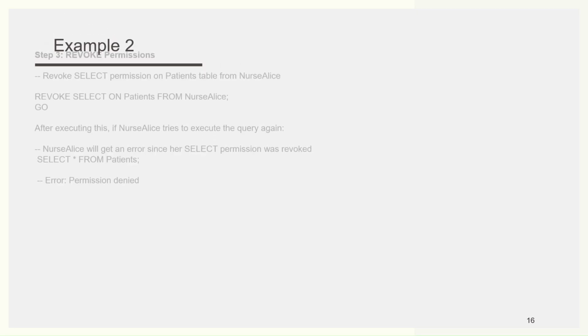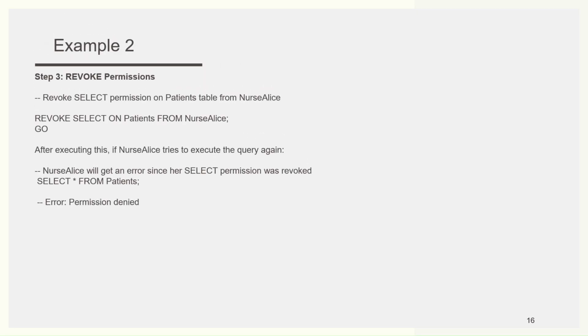Now move to step 3, revoke permissions. Now suppose nurse alias no longer needs access to the patient's data for privacy reasons, and we need to revoke the select permission from her. After executing this, if nurse alias tries to execute the query again, nurse alias will get an error since her select permission was revoked, and the error is permission denied.